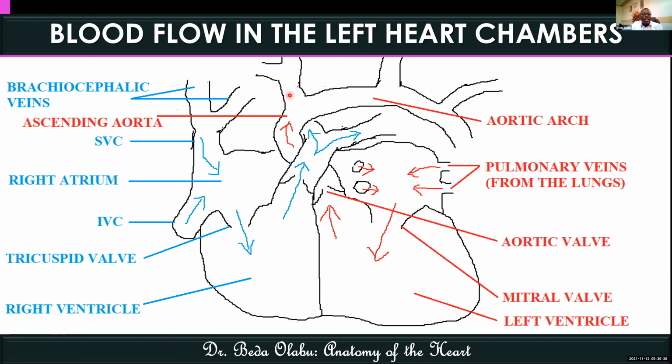This one takes blood to the upper right side of the body. So it gives you two branches, one that goes to the right upper limb, the right subclavian artery, and the one that goes to the right side of head and neck, the right common carotid artery. So those ones go to the right. Then this second branch from the arch is the left common carotid, and this last branch is the left subclavian artery.